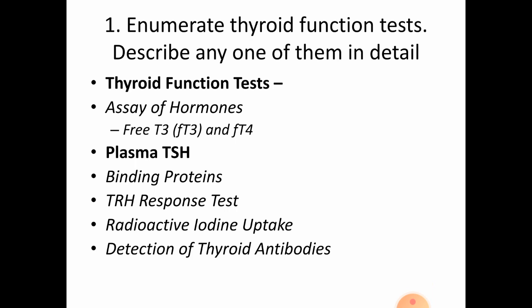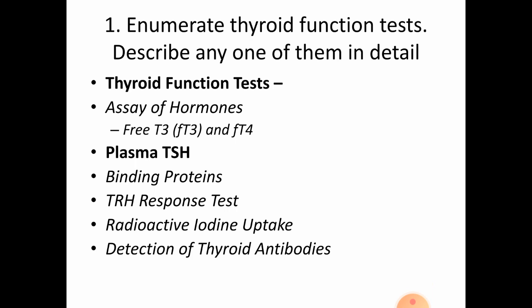So the thyroid function tests include the assay of hormones like free T3 and free T4. The amount of free T3 and T4 in the blood is found out. Then plasma TSH, thyroid stimulating hormone. Then binding proteins, TRH response test, radioactive iodine uptake, and then the detection of thyroid antibodies. Out of this, the TRH response test can be asked separately.